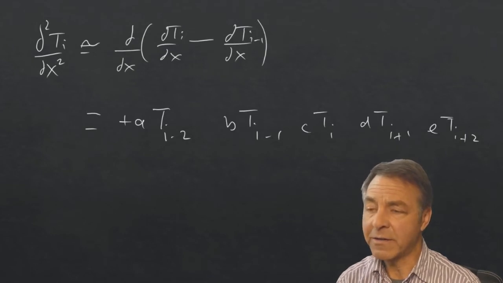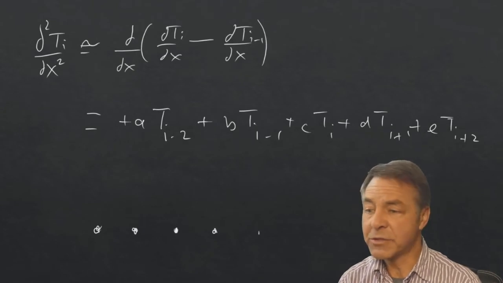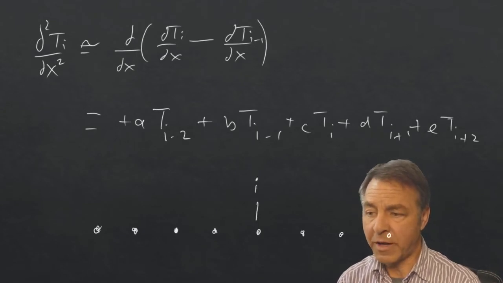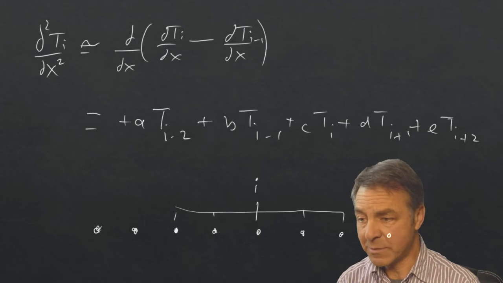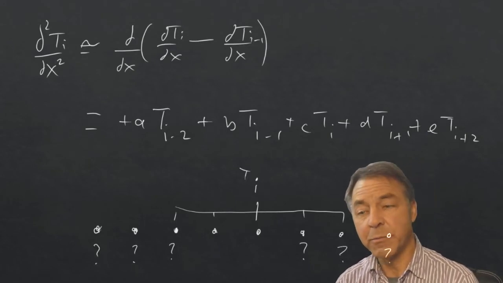And in fact, if we write it out, it involves a whole bunch of terms on either side of the point i. In fact, 5 points as a minimum to give you the second derivative. So if you get close to the boundaries, then you've got a problem.